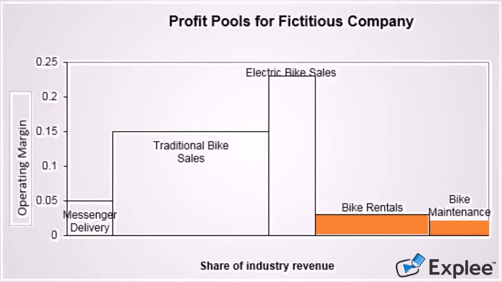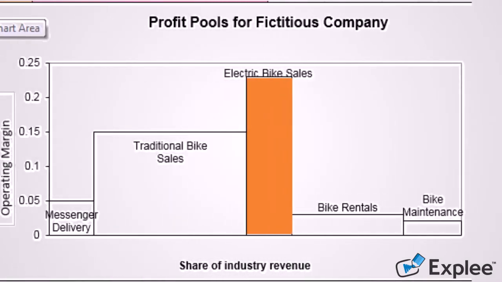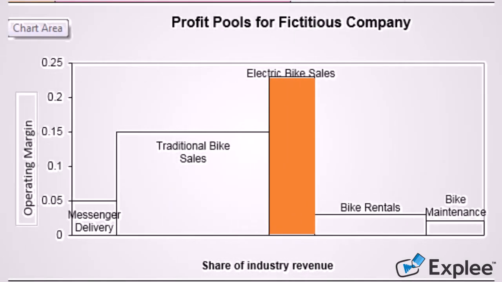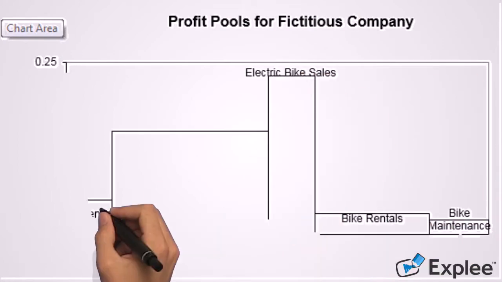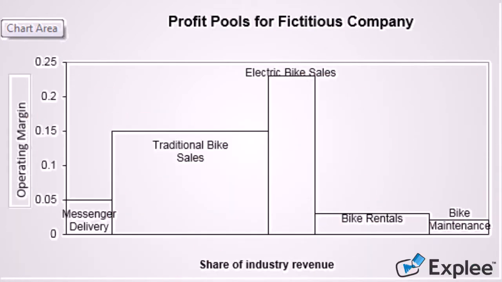In this chart, we can see that bike rentals and bike maintenance bring in a lot of revenue for the industry, but have a low profitability. You can see that electric bike sales are highly profitable. If Rebecca were to use this analysis, she might think to use this chart to set her long-term strategy. Perhaps she wants to maintain traditional bike sales, grow electric bike sales, and ramp down bike maintenance.